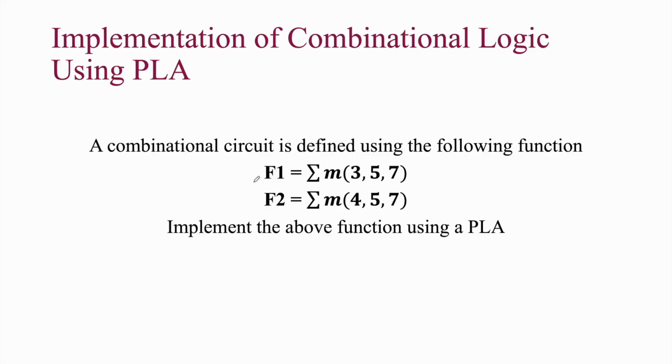And here the function is given, f1, which is nothing but a group of minterms of 3, 5 and 7. There is another function f2, which holds the minterms 4, 5 and 7. So with these two input functions, we have to design a combinational circuit using a PLA. This is what we are going to do.